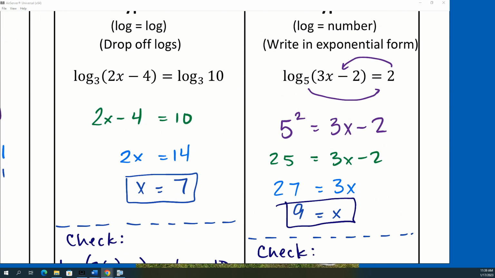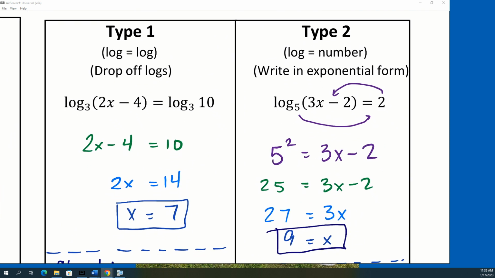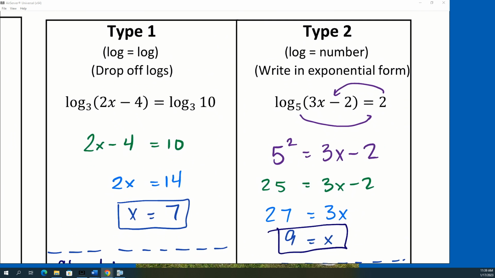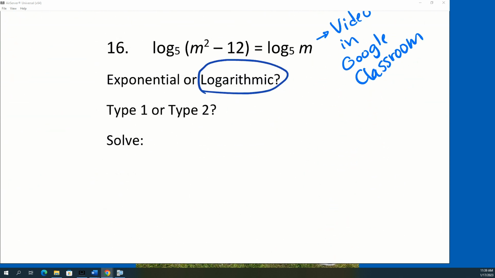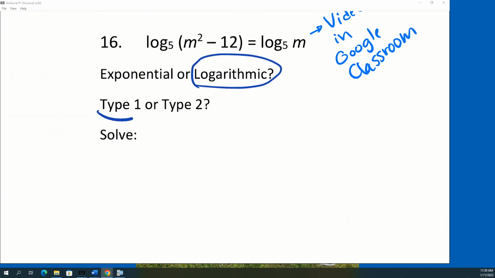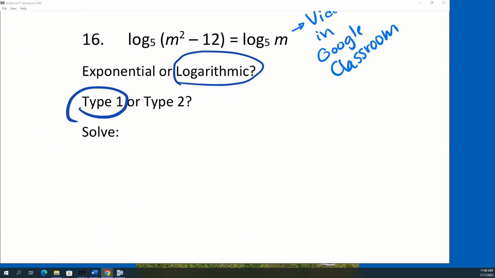All right. Type 1 is when you have log equals log, and type 2 is when you have log equals a number. This one is going to be type 1. It is log equals a log. So to solve it, when it's type 1, you drop off the logs. So we'll just drop off those two logs, and we'll have that m squared minus 12 is equal to m.